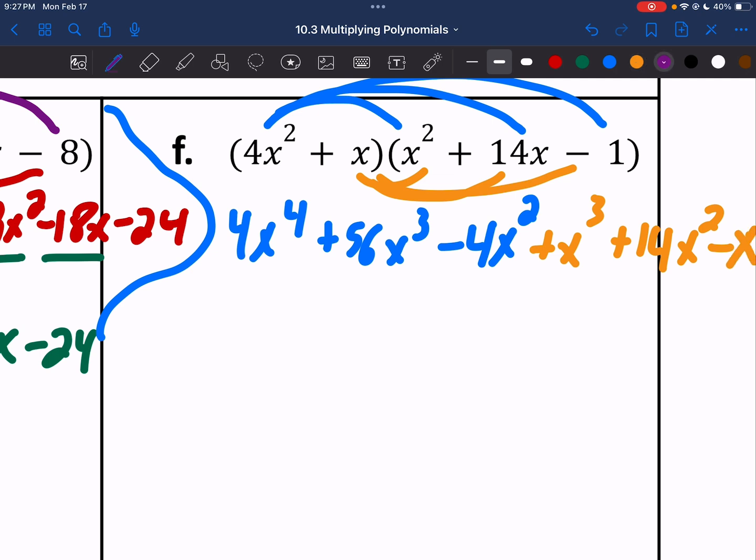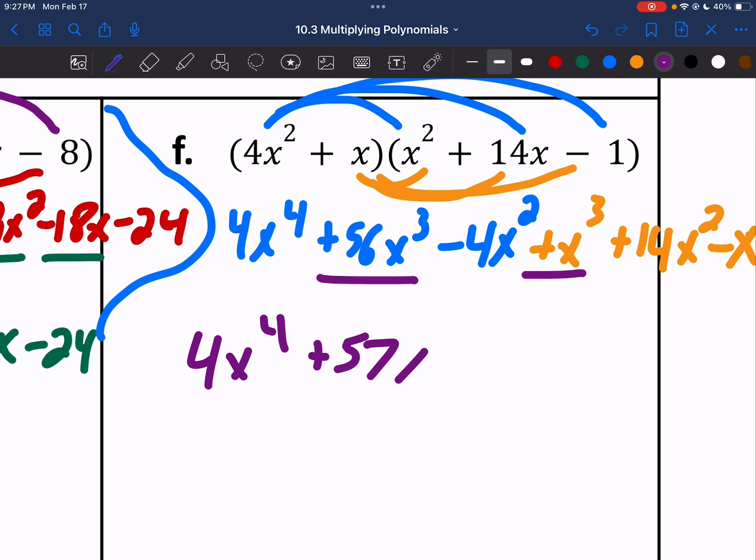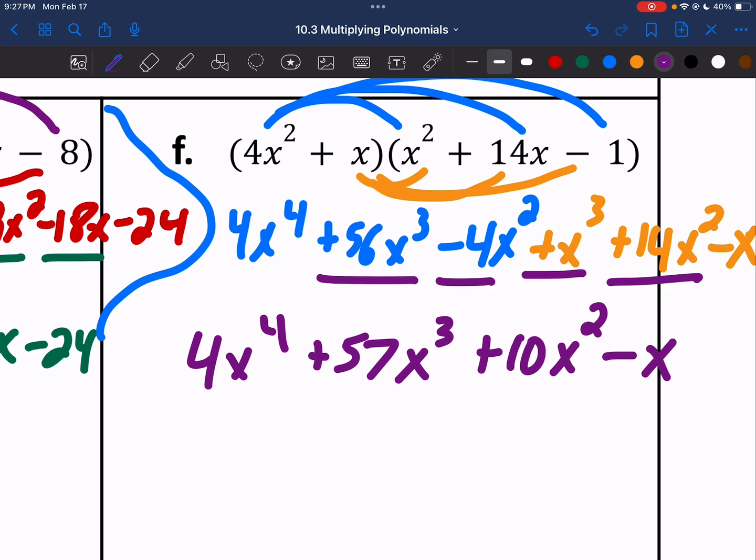And we're going to combine like terms. 4x to the fourth stays the same. We've got 56x cubed and x cubed, so that's plus 57x cubed. We got negative 4x squared plus 14x squared, so that's plus 10x squared, and then minus x.